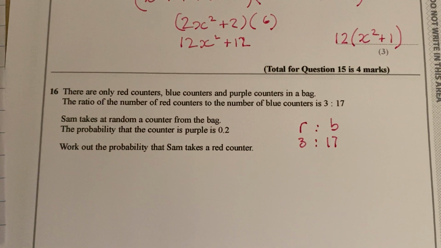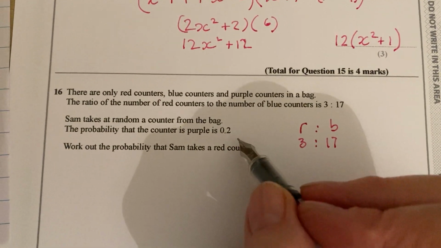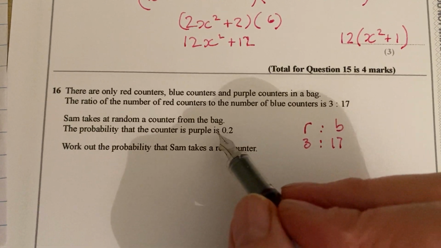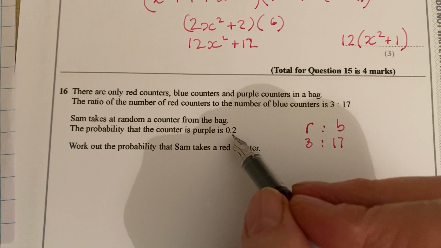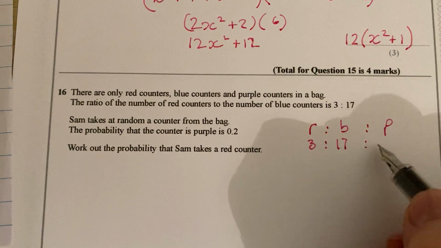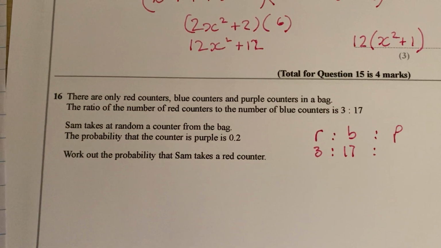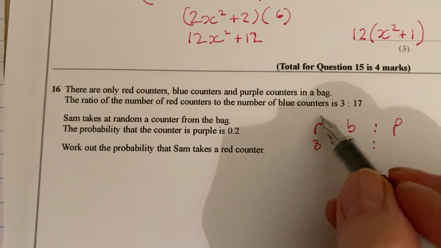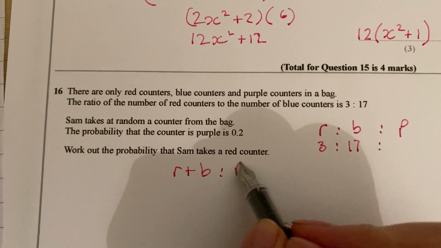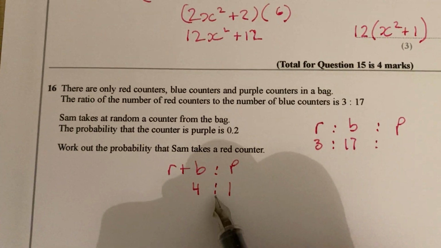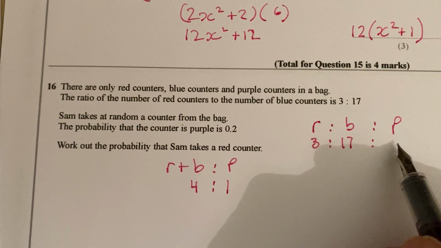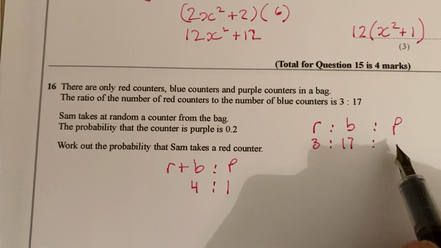Now that's really interesting. Purple being 0.2 means that 1 out of 5 is purple, so it's a 1 to 4 ratio. So if I wanted to put a purple one here, what value would be there? Well, that would be effectively 4 to 1. So R plus B to P is effectively 4 to 1. There are 4 times as many of this than there are of this. So that's really, really interesting.